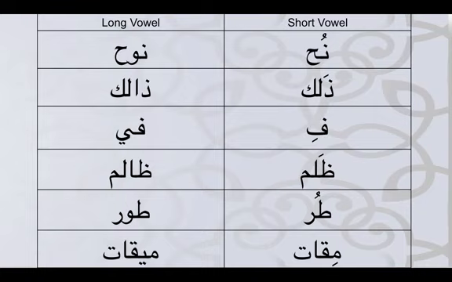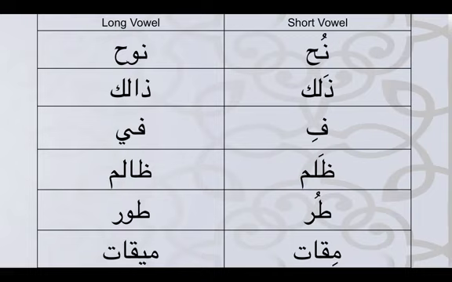But I just want you to know the difference, that the short vowels are just a quick movement, whereas the long vowels are longer. They're almost like equivalent to two movements. These words will at least give you a little bit of a sound of the difference between the two.